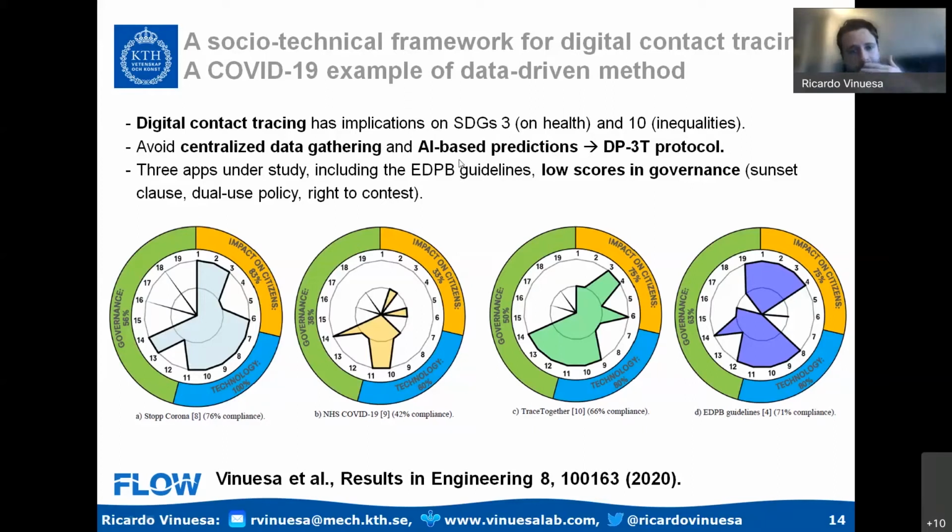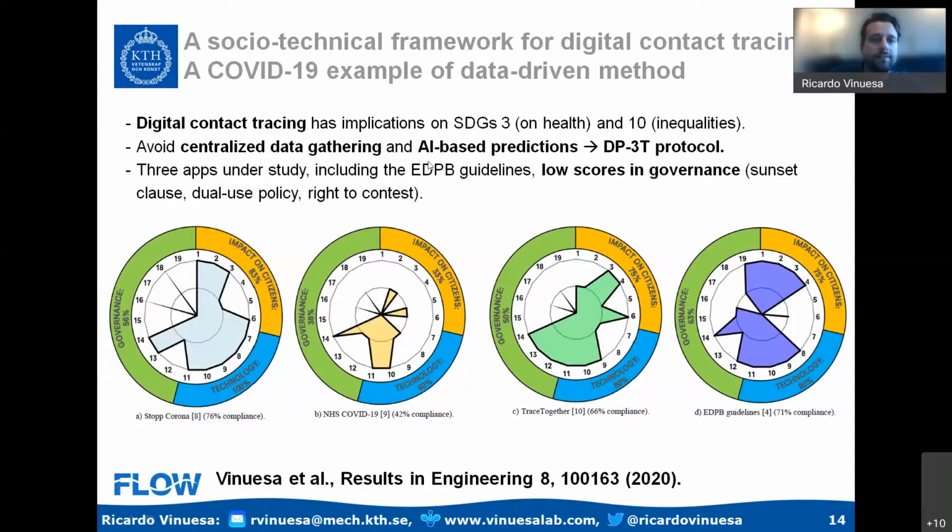We divided those requirements, there are 19 requirements in total. We divided them into impact on the citizens, technology, and governance. And we actually analyzed a number of apps. Here I'm showing 3 of them, the Austrian, the UK app, and the Singaporean app. And we see how well they score in all of these criteria. We also analyzed the European Data Protection Board guidelines, and we also saw that they were not as strict. The EDPB, the European guidelines, were not as, let's say, as thorough as what we want in our framework. And if you want the list of requirements, you can find them in the article. Everything is very well explained there.